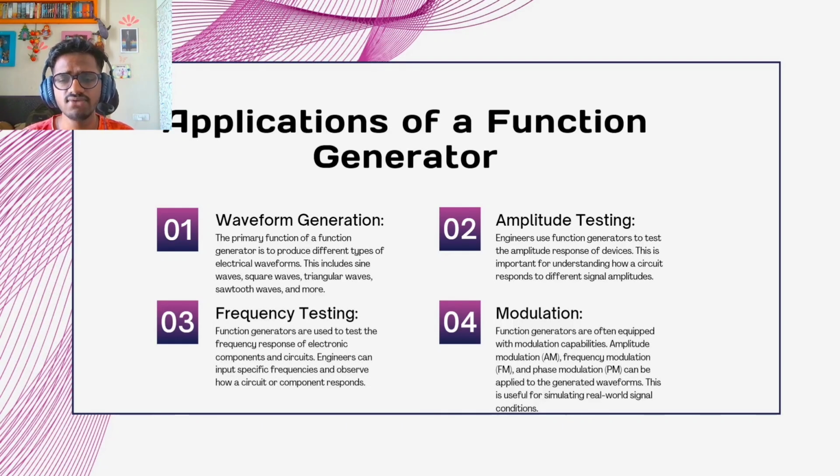Modulation. Function generators are often equipped with modulation capabilities. Amplitude modulation, frequency modulation, and phase modulation can be applied to the generated waveforms. This is useful for simulating real-world signal conditions.